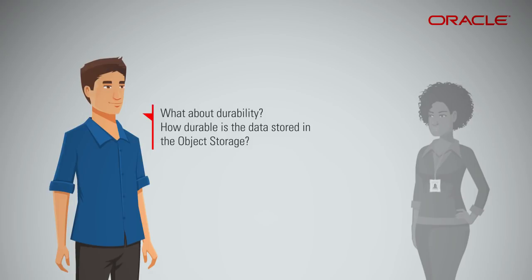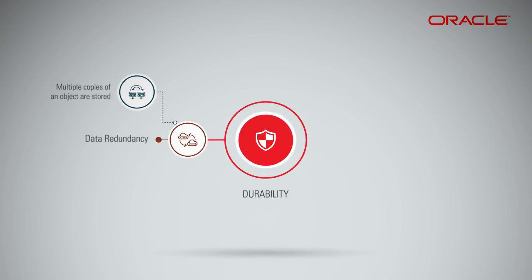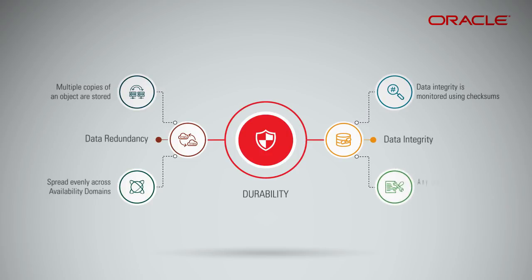What about durability? How durable is the data stored in the object storage? Data stored in the object storage is very durable. Multiple copies of an object are stored redundantly across multiple availability domains in a given region. Data integrity is monitored using checksums. Any drop in redundancy is auto-detected and remedied immediately, without any customer impact.